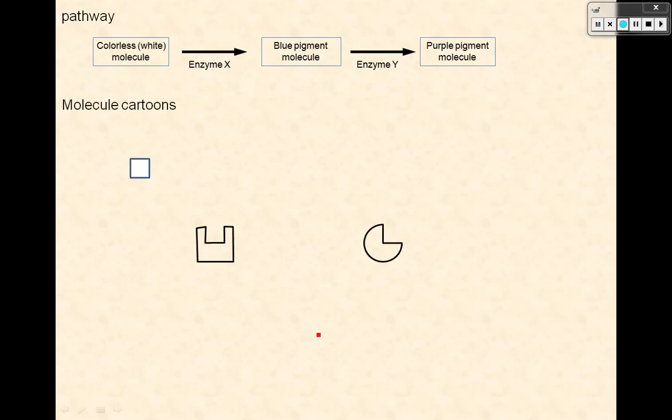Why is it thinking? Okay, so here we go again with the pathway.